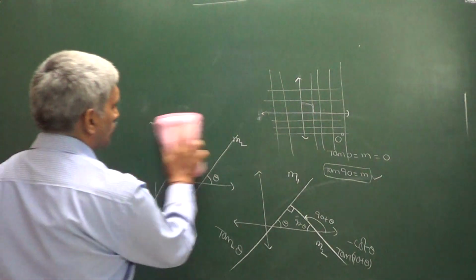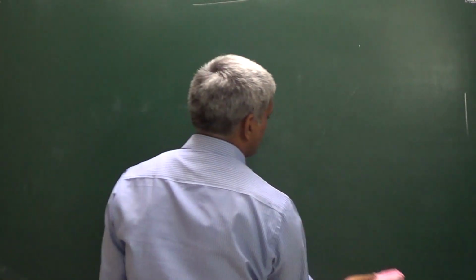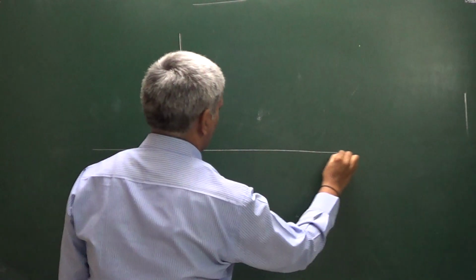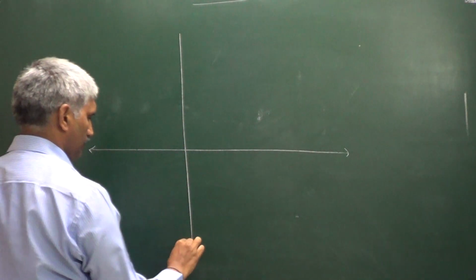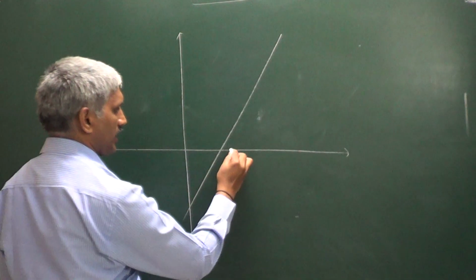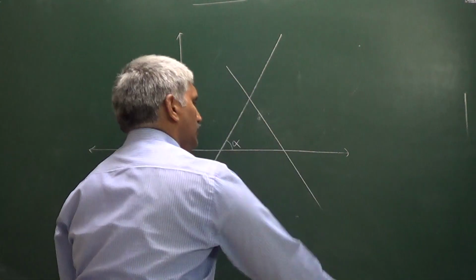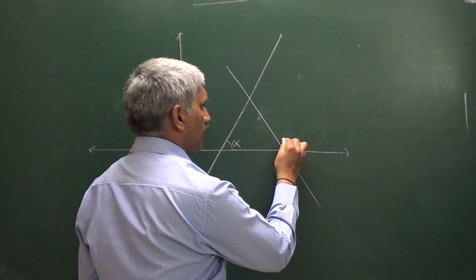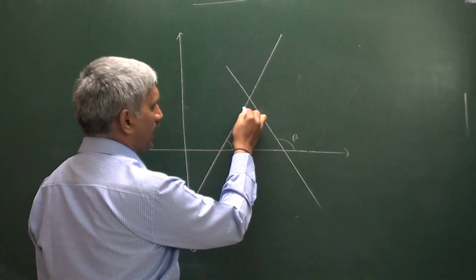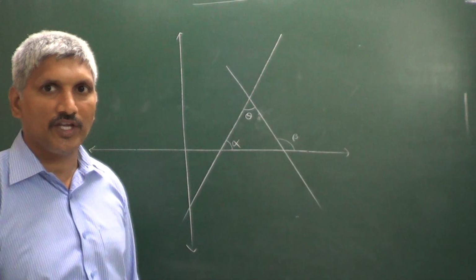But how do we find the angle between two lines with the help of this slope concept? So this is the regular x-axis and y-axis. This is one line whose inclination is, say, alpha, and this is another line whose inclination is beta. So the angle between these two lines is, say, theta. Let us say theta is the angle between the two lines.